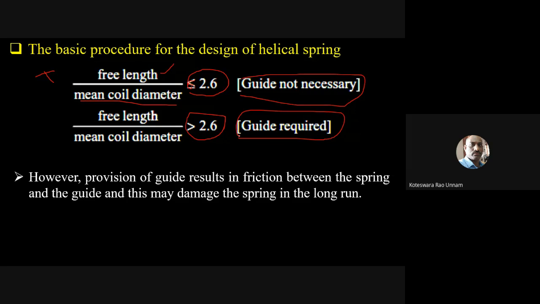So this is how we can design the spring. This is the procedure we need to follow when we are going to design a helical spring. It doesn't matter whether it is a compression spring or a tension spring, the design procedure remains the same. With that, we come to the end of the theoretical discussion on the design procedure of helical compression springs or helical tension springs.